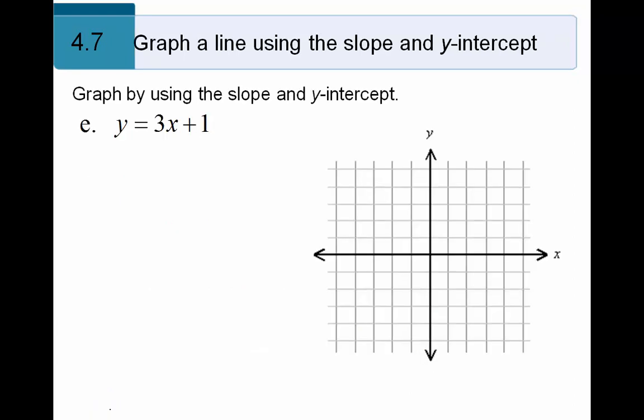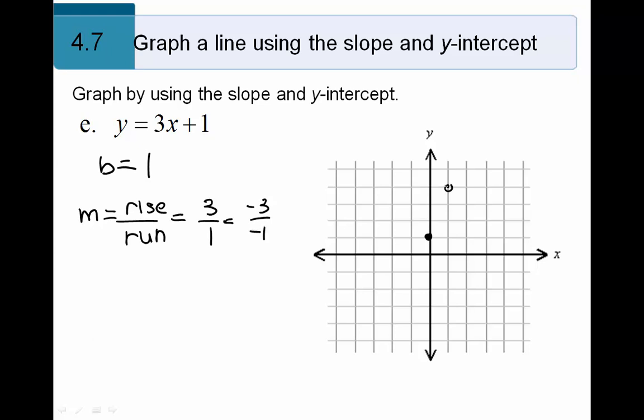Graph by using the slope and the y-intercept. Y-intercept is equal to positive 1. Slope, rise over run, is 3 over 1, or we could use negative 3 over negative 1, just letting you know that.